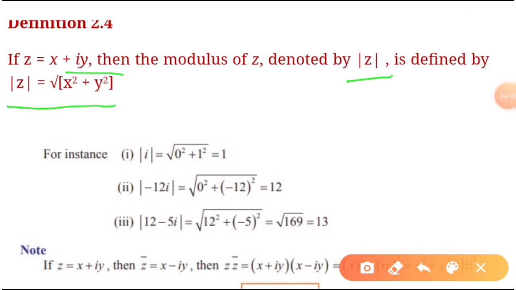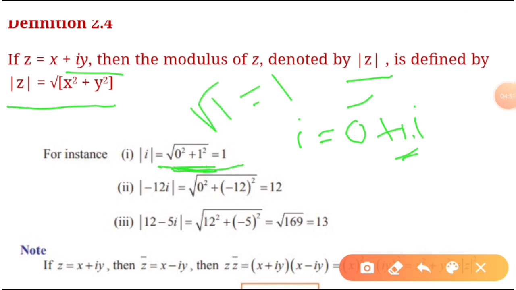For instance, the first one, i. We write 0 plus i. Here the real part is 0 and the imaginary part is 1 into i. So the real part 0 squared, imaginary part 1 squared. 0 squared plus 1 squared is equal to the square root of 1. The square root of 1 is 1.